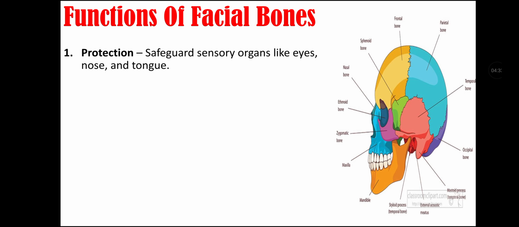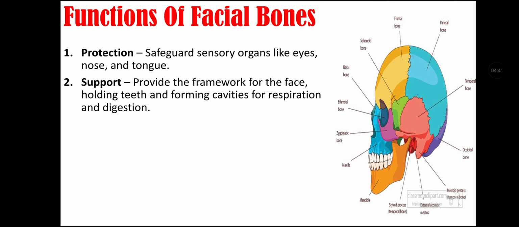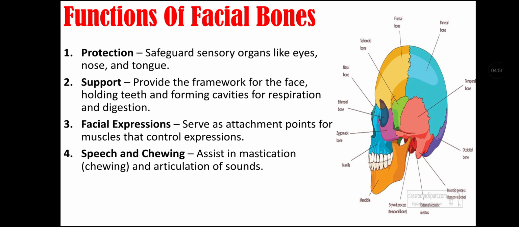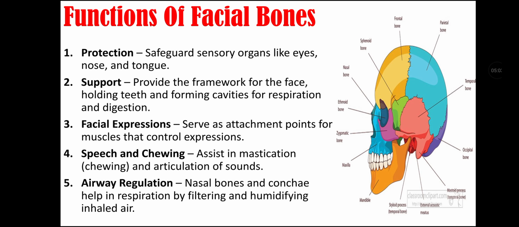Functions of facial bones. First function is protection, as they safeguard sensory organs like the eyes, nose, and tongue. Second function is support, as they provide the framework for the face, holding teeth, and forming cavities for respiration and digestion. Next function is facial expression, as they serve as an attachment point for muscles that control expression. Next function is speech and chewing, as they assist in mastication and articulation of sound. Next function is airway regulation, as the nasal bone and conchae help in respiration by filtering and humidifying inhaled air.